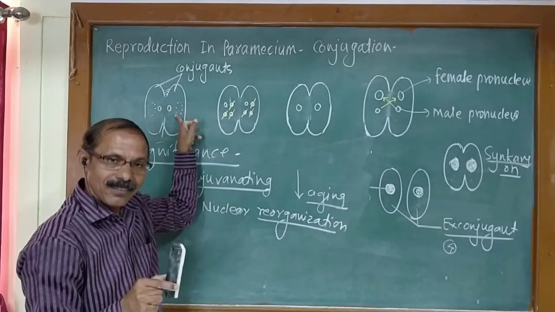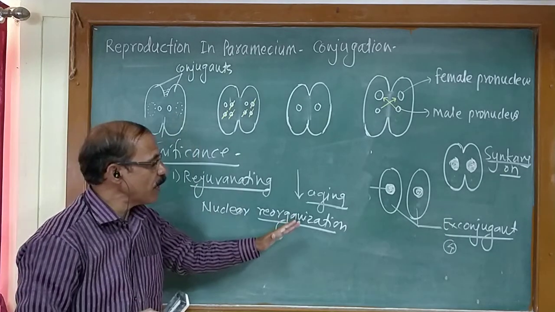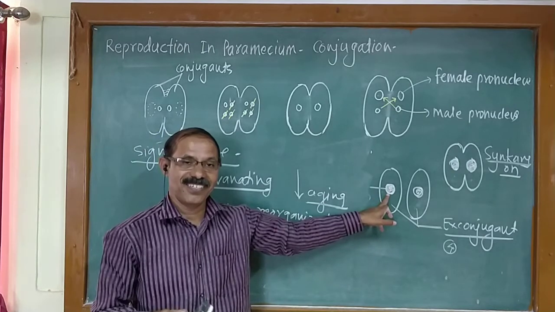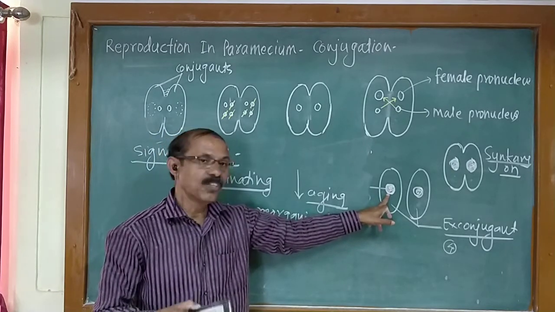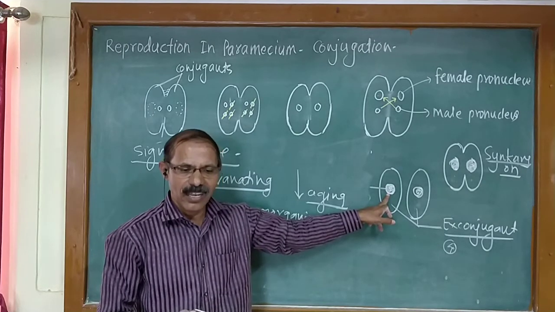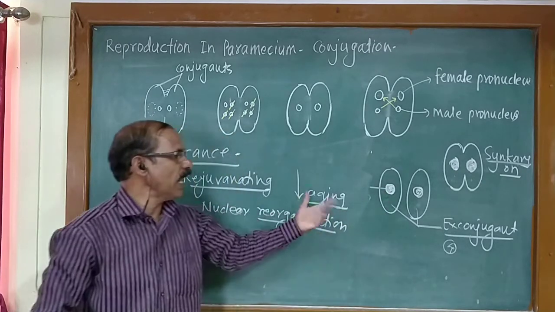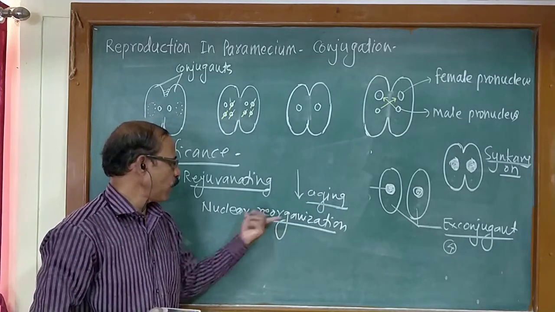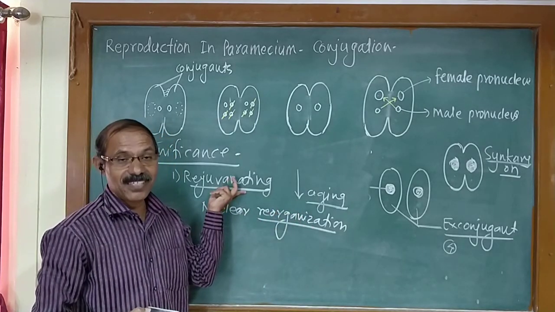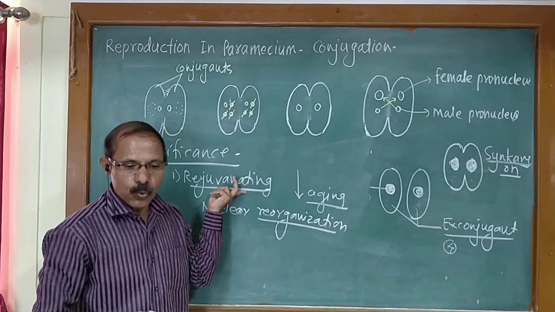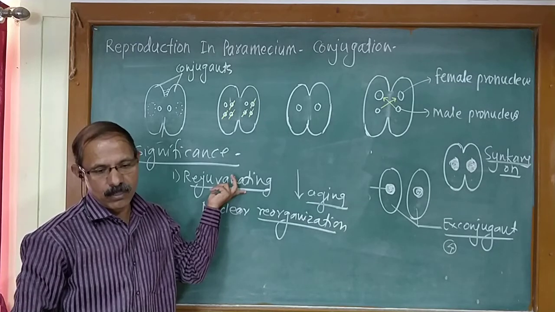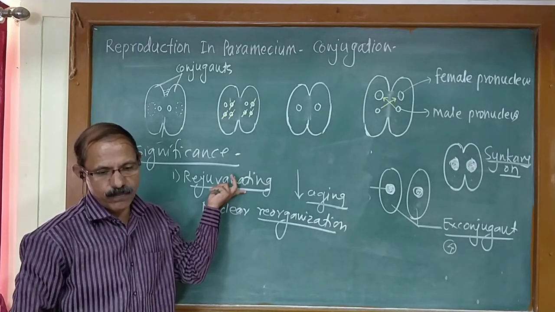The meganucleus disappears, and the meganucleus is reorganized from the syncaryon. Both nuclei are newly formed, reorganized from the syncaryon. So this is a rejuvenating method, in which a new, fresh, young generation is formed. This is the first significance of conjugation.